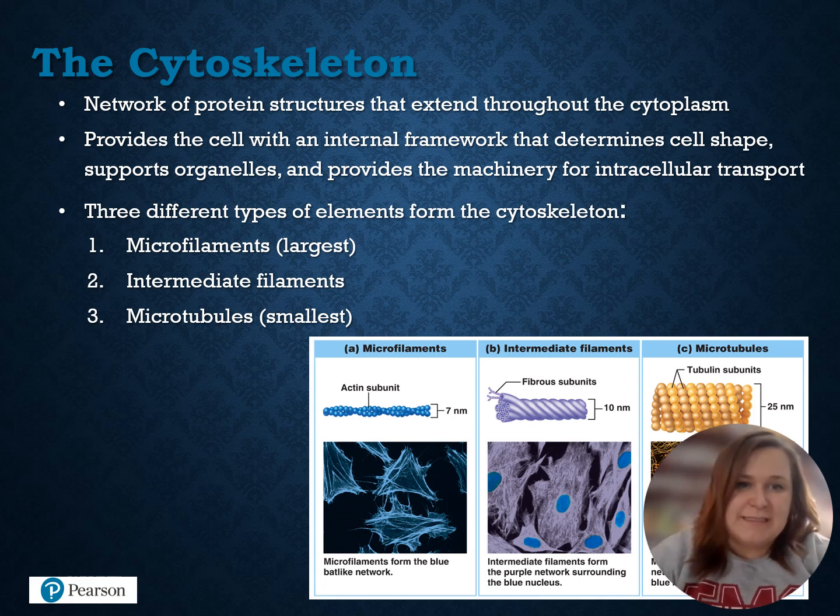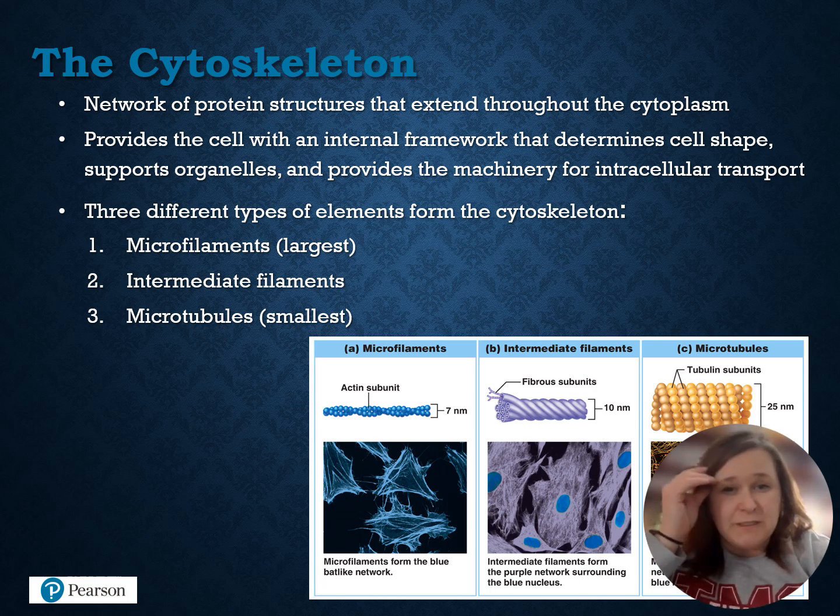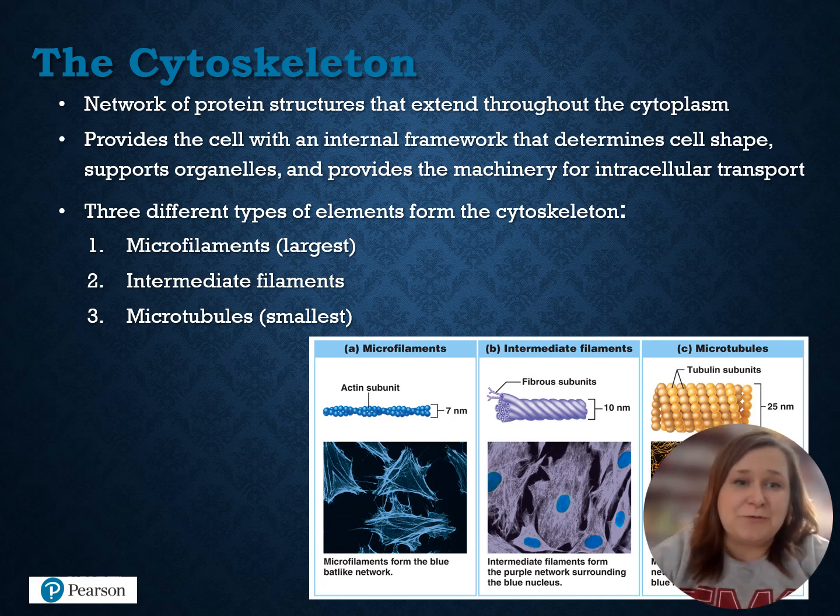The next thing we're going to talk about is the cytoskeleton. This is a network of protein structures that are going to extend through the cytoplasm. Its function is to provide the cell with an internal framework that is going to determine the cell shape. It's going to help support the organelles, and it's going to provide the machinery for intracellular transport. So you want to think of the cytoskeleton kind of like the bones of the cell, essentially. There are going to be 3 different types of elements that form the cytoskeleton: microfilaments, intermediate filaments, and microtubules.